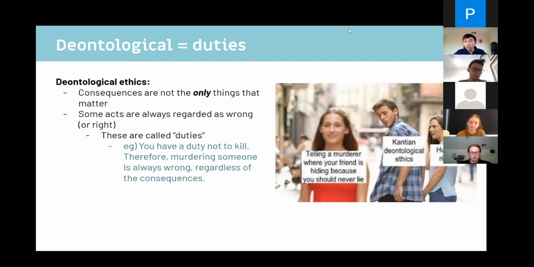Yeah. So just to summarize, deontological means actions are either inherently moral or immoral. You never lie, you never steal, regardless of the circumstances. Consequentialism is where you weigh up the consequences of your actions to decide whether it's the right or wrong thing to do.